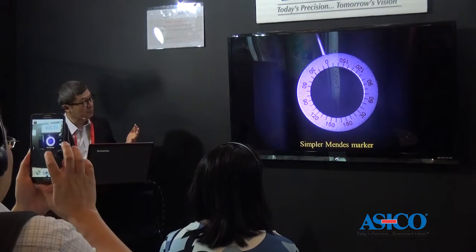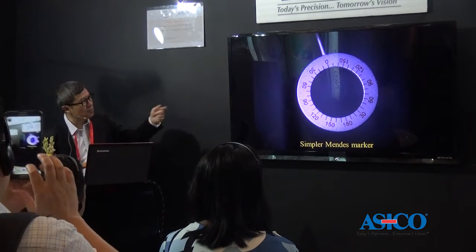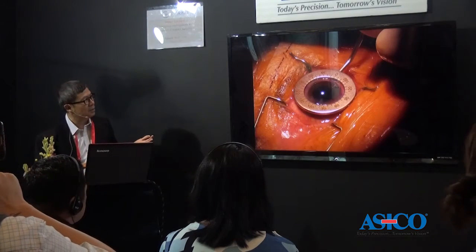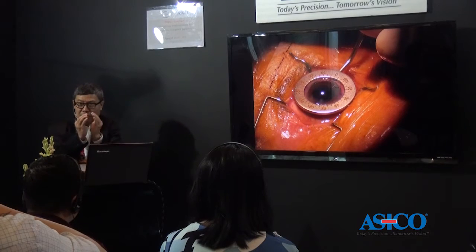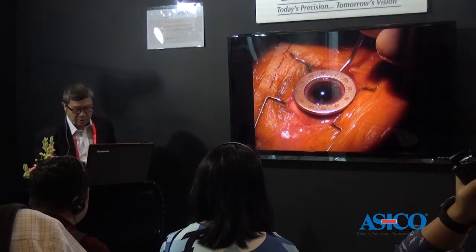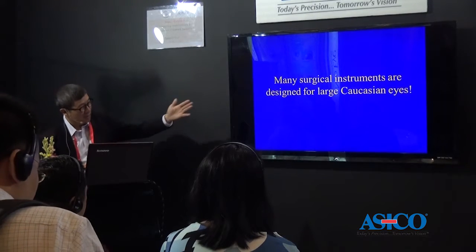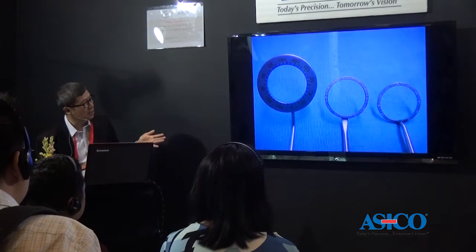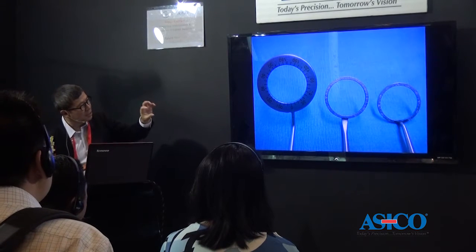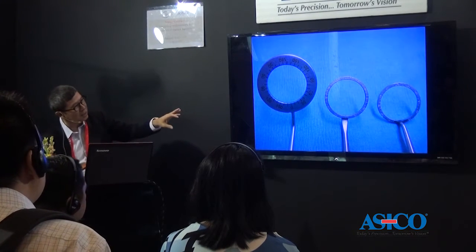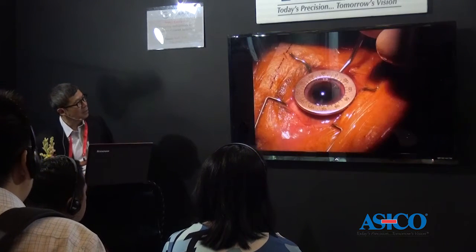Now, I think many of you will be familiar. It's cheap, it's very easy to use, but if you look at it, there's so much metal there. Why do you need so much metal to put into the eye? Our eyes in Asia are sometimes very small, tight, and not easy to fit. Many of these were designed for large Caucasian eyes. So I decided that this must be better. Instead of such a big toric gauge, I've slimmed it down tremendously, maybe 1/4, 1/5 the size of a Mendes marker, and put it to the test.